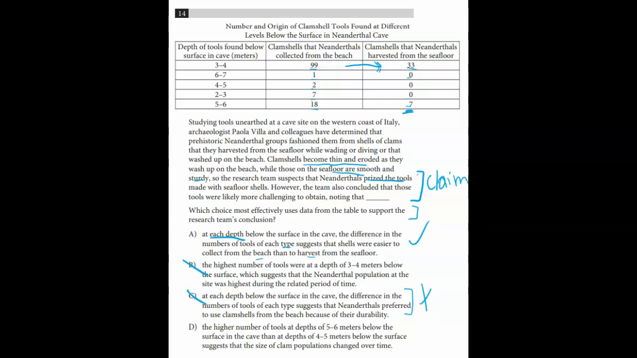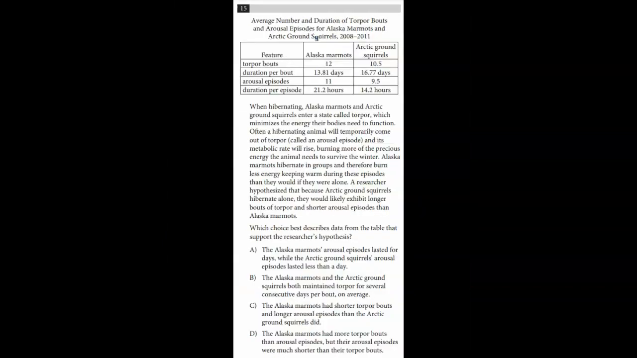So we go to D. The number of tools at depths 6 meters below the surface of the cave, the depths 4 to 5, suggests that the size of clam populations changed over time. No, because that does not support the claim made over here. So A is going to be the correct answer for 14. All right, number 15.